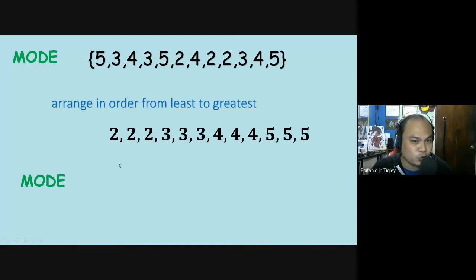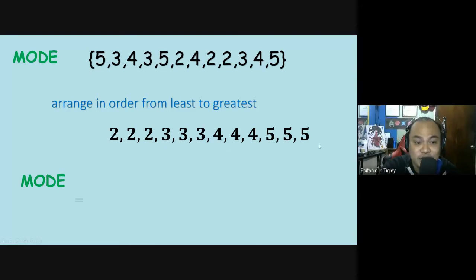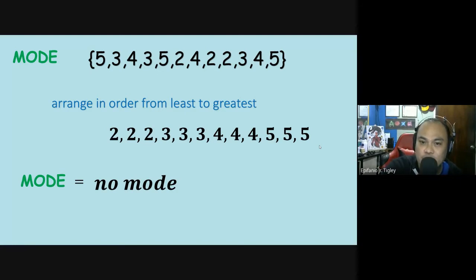Look, 2 appears three times, 3 three times, 4 three times, 5 three times. Does any number repeat more than the others? None. So the answer is no mode at all. Although they repeat, the frequency is the same, three each, and none exceeds the others. The definition of the mode is the most frequent number. You get my point, class?